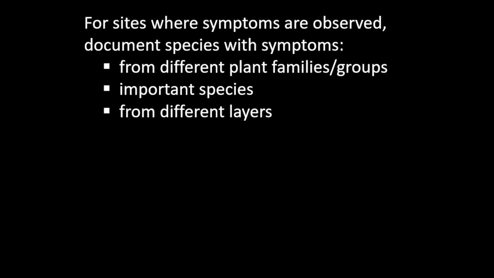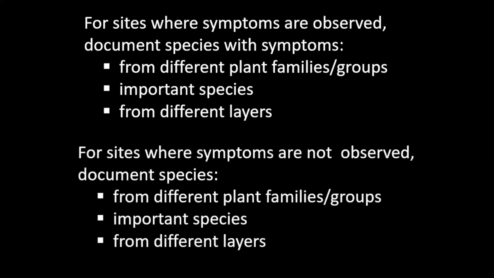They deal with whether or not symptoms are present on a site. For sites where symptoms are observed, document species with symptoms. I hope that makes sense. But there are some subcategories here that we need to think about. Focus on getting data from different plant families or groups. With regard to groups, we're talking about what Kim talked about earlier, the different groups, say in the oak group, red oak group versus white oak group. So focus on getting information from different plant families or groups, focus on important species, and focus on trying to get information from different layers. We'll talk about layers in a few minutes.